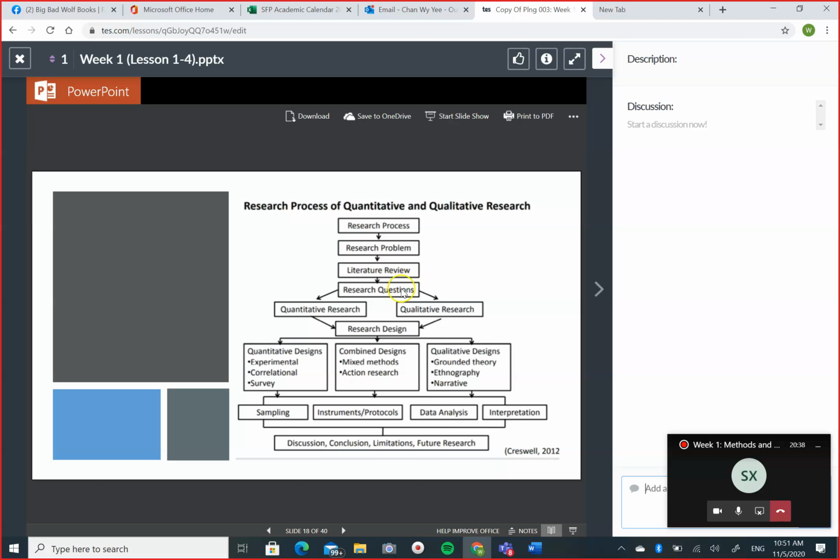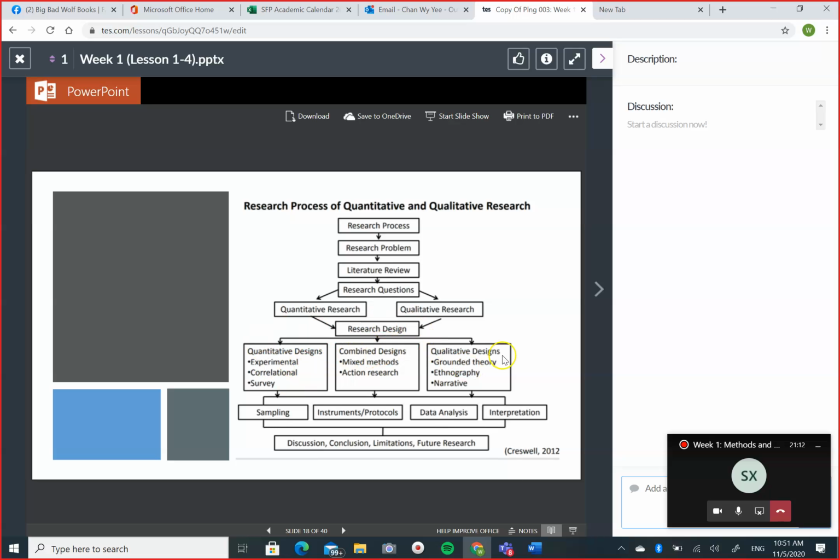After that you will formulate research questions. Once you have the research questions, you will determine which approach or method you will be using. Will you be using the quantitative or the qualitative research method? Then that brings you to research design. This one here is chapter 3 already. So the research problem is chapter 1, the literature review is chapter 2, and when you come to research design, here is chapter 3 already.